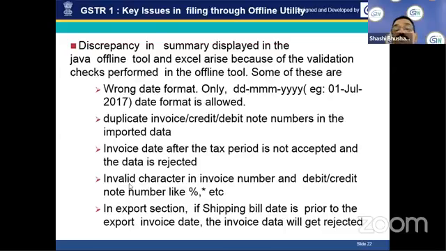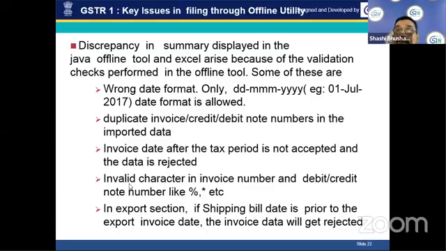Now, there are other validation checks: the invoice date should always be within the tax period or before the tax period for which you are filing return. It cannot be after the tax period. So in case of July, it should be restricted to July. The data also gets rejected when there are invalid characters in the invoice number and debit or credit note number, like percentage or star. These are not permissible in the invoice series, it is already there in our invoice rules, and our system rejects such invoice numbers.